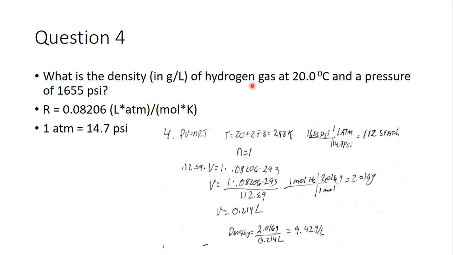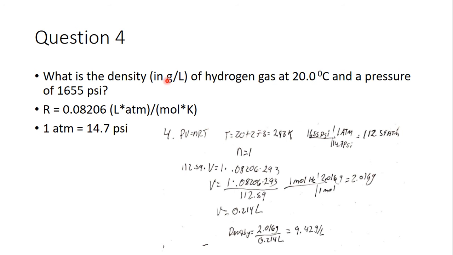Question 4. What is the density in grams per liter of hydrogen gas at 20 degrees Celsius and a pressure of 1,655 psi? Our gas constant is in liters, atmospheres, mole, Kelvin. So we're going to need to change Celsius, and we're going to need to change psi into atmospheres, and that's how you do it. 1 atmosphere is 14.7 psi.